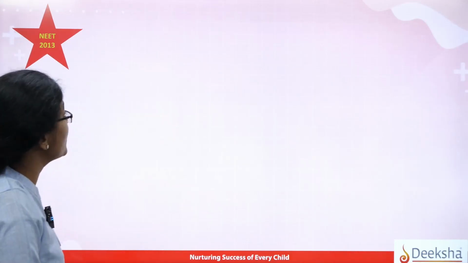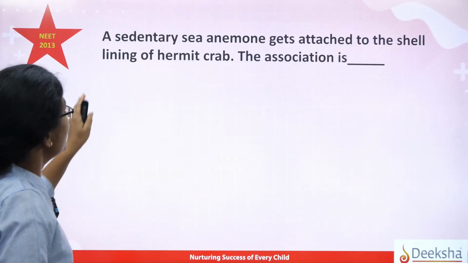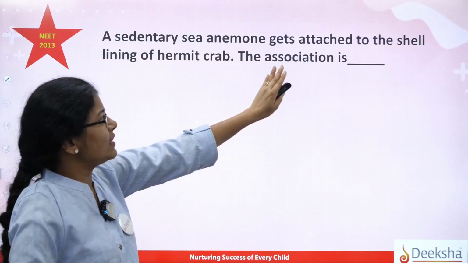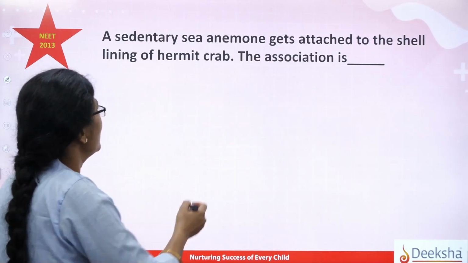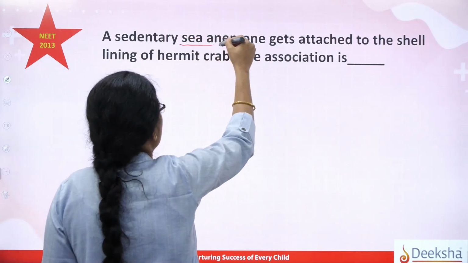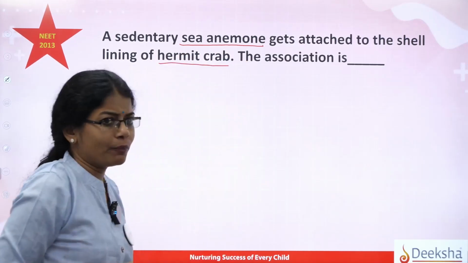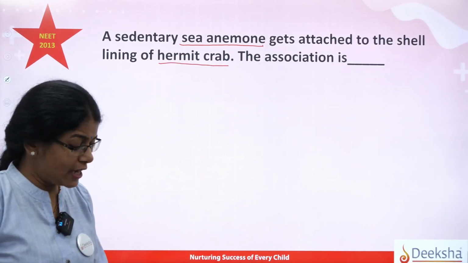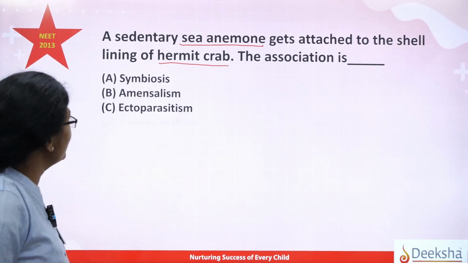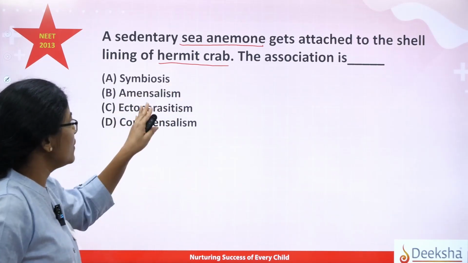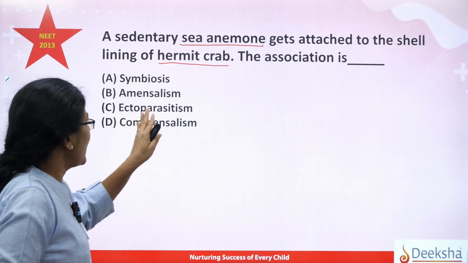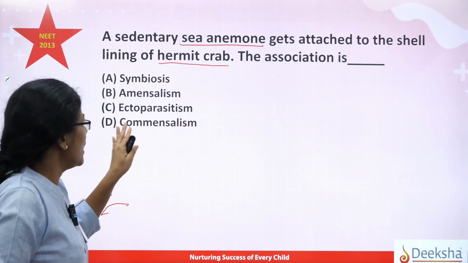Okay, next question, and here we go. Sedentary sea anemone gets attached to the shell of hermit crab. Now can you see here two organisms, hermit crab and sea anemone, and this interaction is called what? Let us talk about the options: symbiosis, amensalism, ectoparasitism, commensalism.